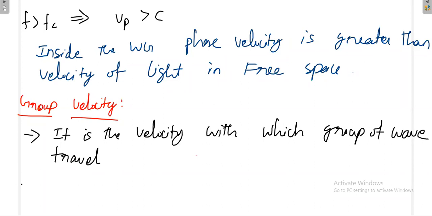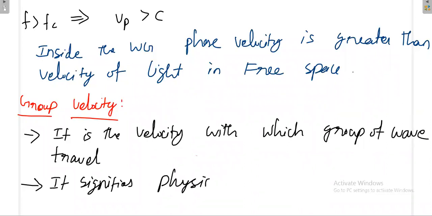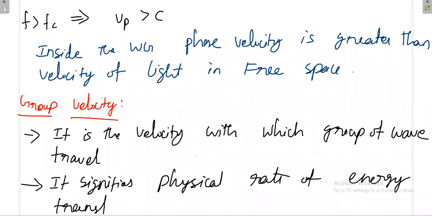And what is the significance of this? It signifies the physical rate of energy transfer along the guide axis. At what rate the energy is getting transmitted from the source end to the receiver end. It signifies the physical rate of energy transfer along the guide axis.